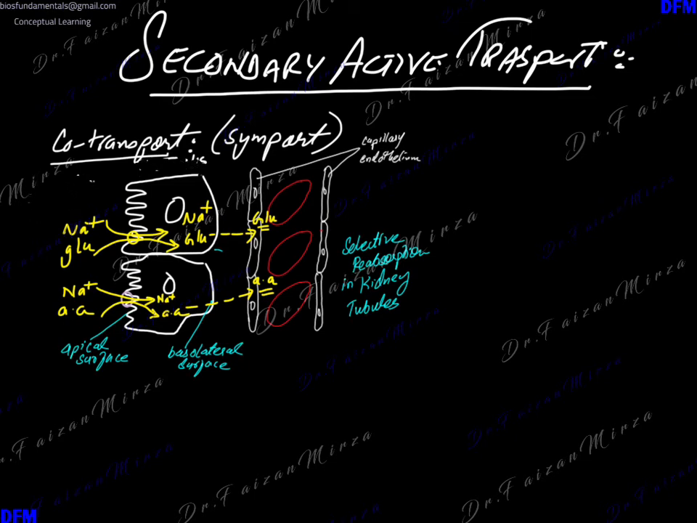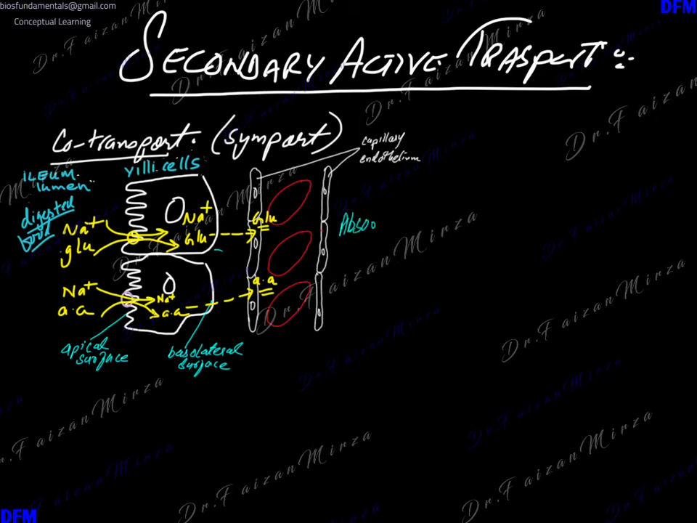The same process occurs in our intestine as well. In the villi cells, we also have the same channels, the same carrier proteins, which end up reabsorbing the solutes or these nutrients from our duodenum into the blood. So this depicts the reabsorption of nutrients into the villi in the duodenum as well.